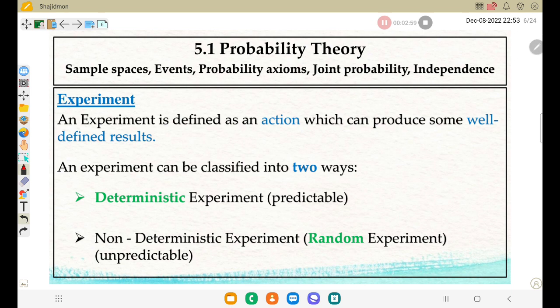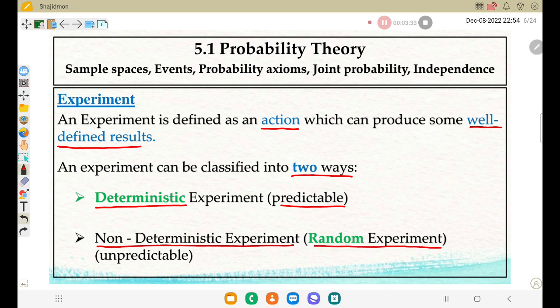Experiment. An experiment is defined as an action, correct? Experiment means an action which can produce some well-defined result. From that we are getting some well-defined results, correct? If you are conducting one experiment, an action, it will produce some well-defined result. Now, experiments can be classified in two ways. One we call a deterministic experiment or predictable experiment, and the second one is a non-deterministic experiment or random experiment, or unpredictable experiment.